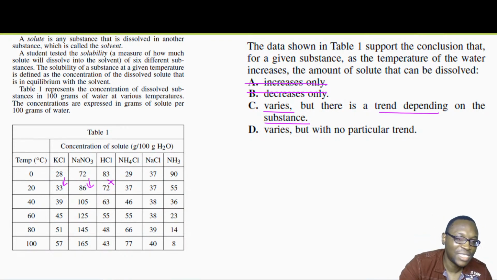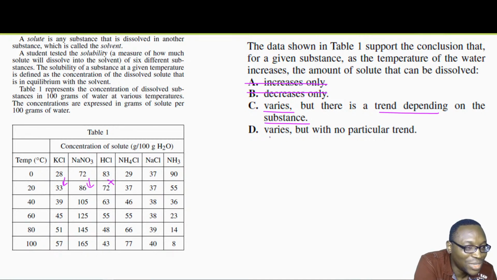That's the way you want to answer this type of question. There is a variation in behavior, but each substance behaves differently, and in its behavior, it's consistent in whatever behavior it exhibits. So that's why the answer is C.